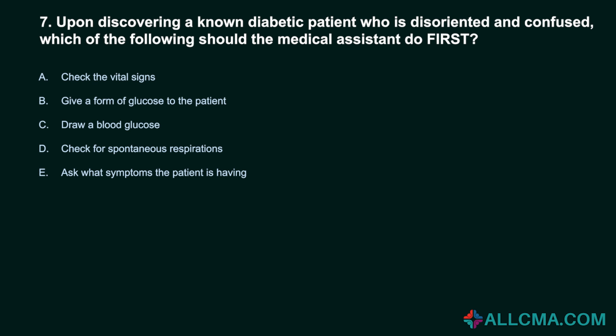C. Draw a blood glucose. D. Check for spontaneous respirations. E. Ask what symptoms the patient is having. Correct answer, B. Give a form of glucose to the patient.